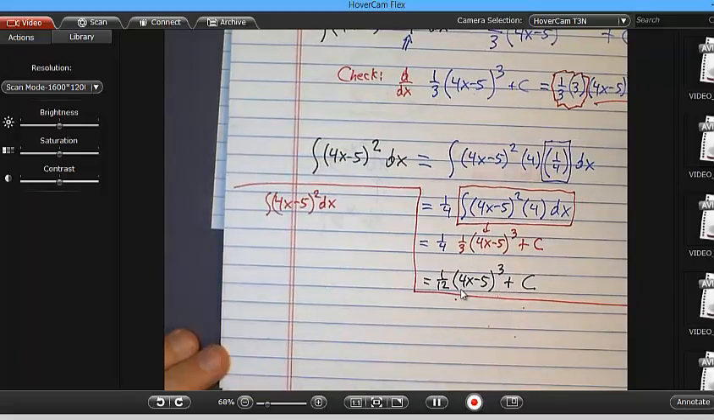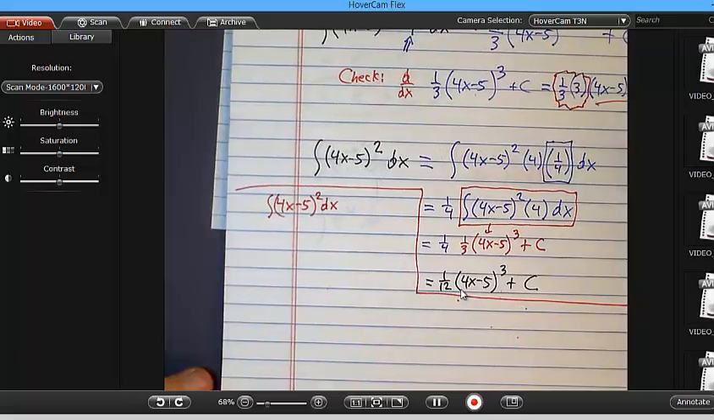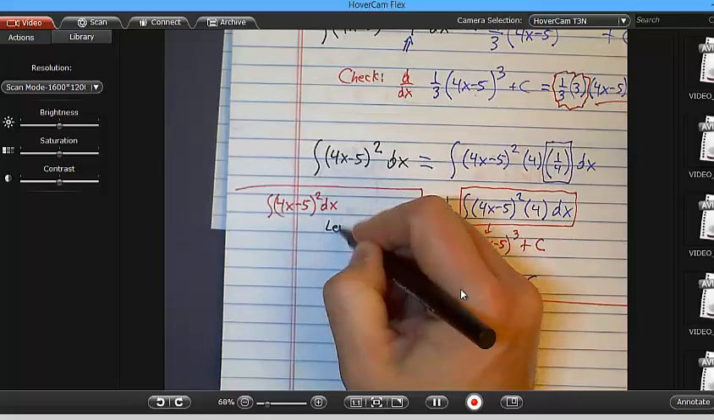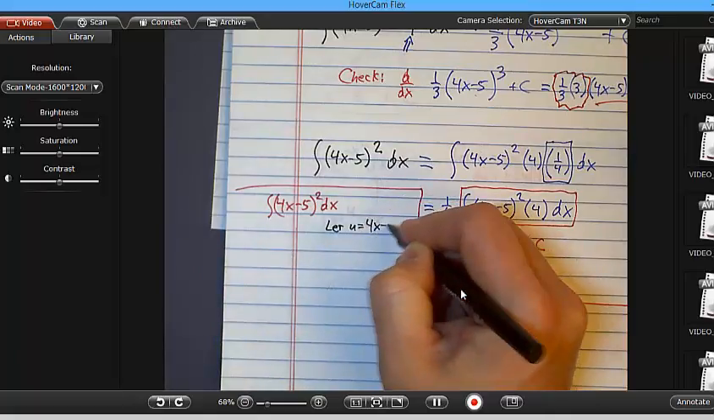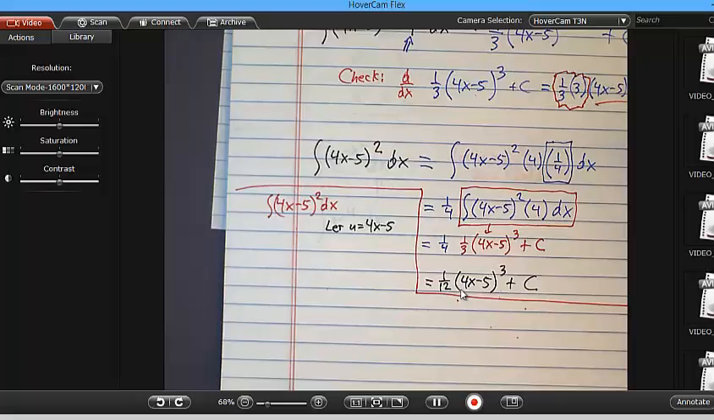And a lot of times the whole trick is, what should I let u equal? I'll tell you a good answer. Let u equal whatever's in parentheses, because that's your inner function of the chain rule. So it's like this. I'm going to say, hey, let u equal 4x minus 5. Is that okay?